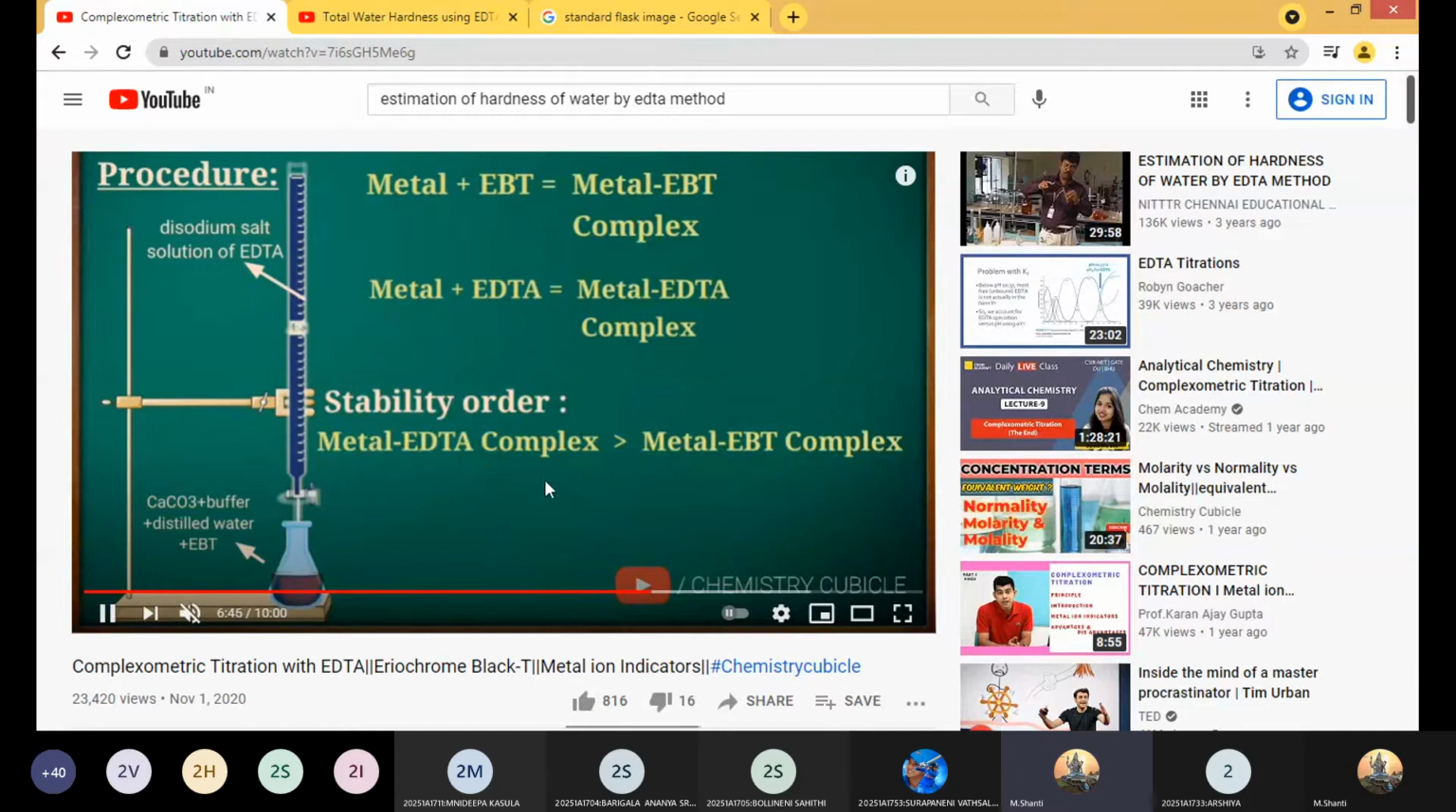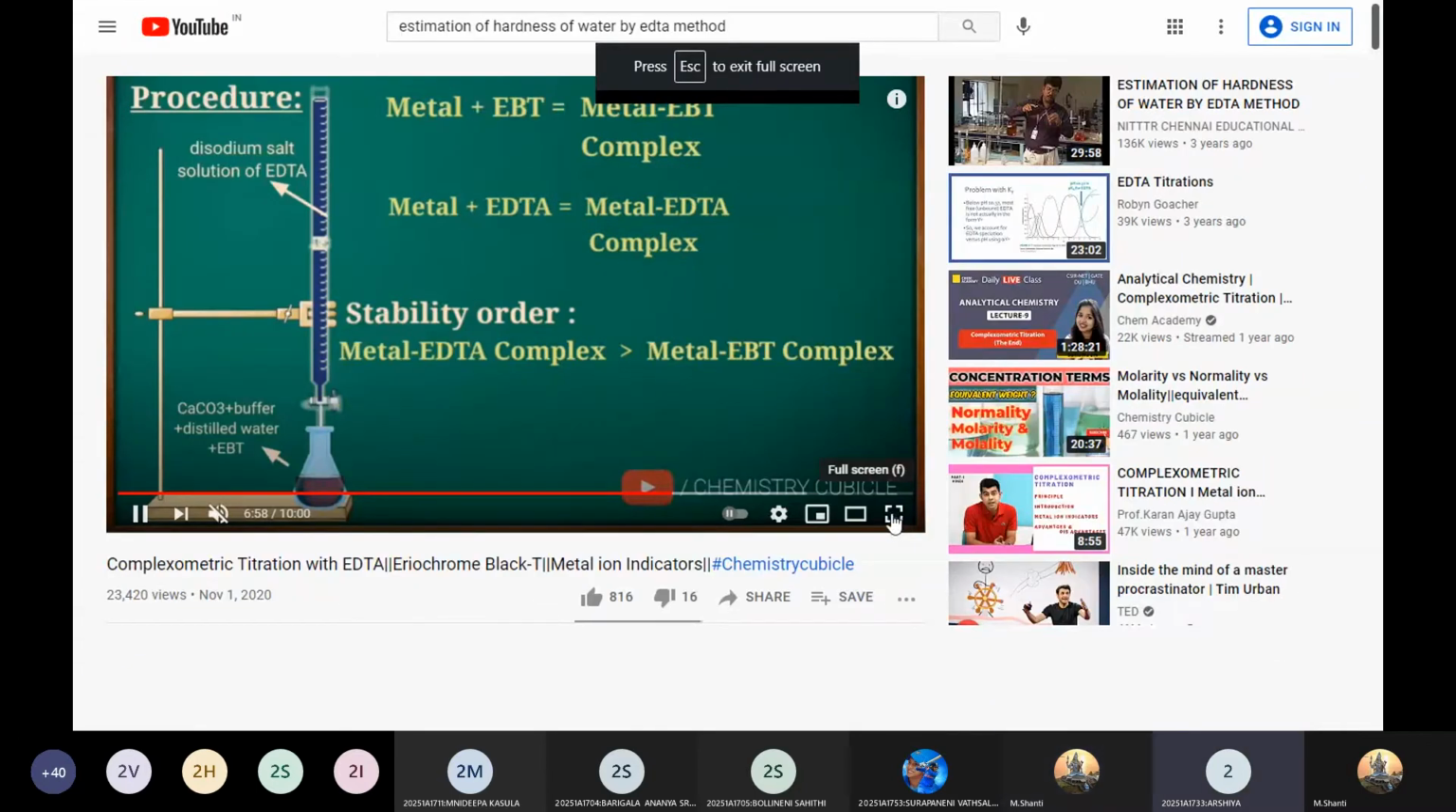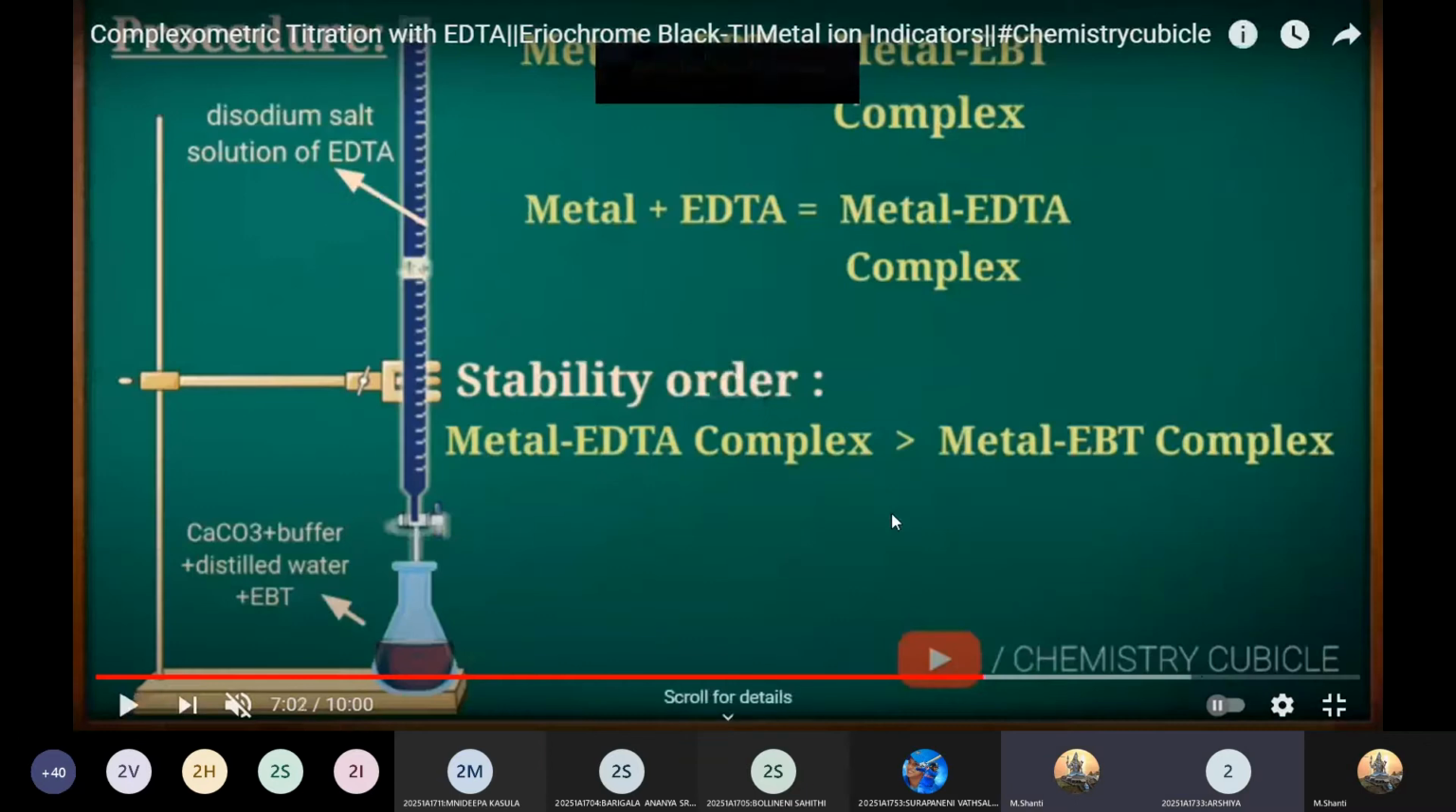And if you check the stability order, which complex is more stable? Metal EDTA is more stable than metal EBT. Can somebody tell me the reason why? One word. You can give your answer in one word. It forms chelating structure, ma'am. Excellent. Very good. So because of the chelating ring structure, metal EDTA complexes are more stable than the metal indicator complexes.